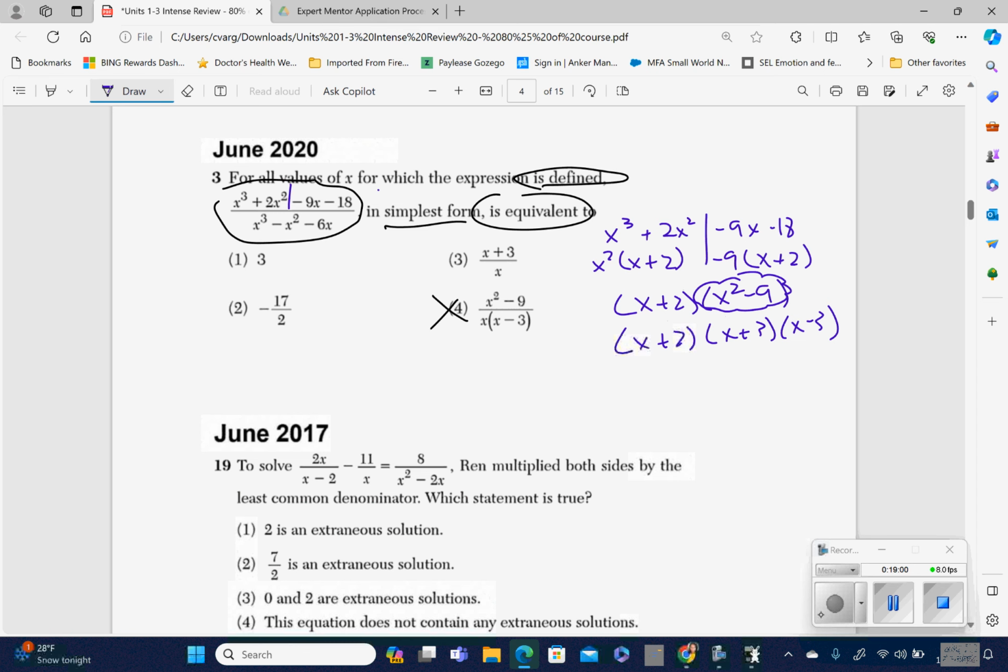So let's just write that down, right? I have x plus 2, x plus 3, and x minus 3. That's my whole top, okay? Now I'm going to do the same thing to the bottom.